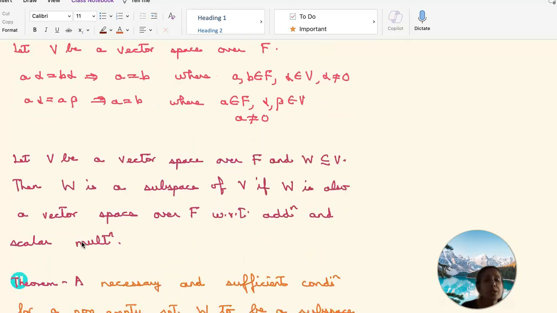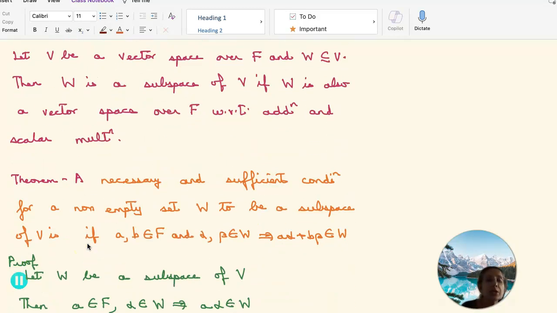Now, what is a subspace? Let V be a vector space over F and W be a subset of V. Then W is a subspace of V if W is also a vector space over F with respect to addition and scalar multiplication. So if W is a vector space satisfying the same conditions under addition and scalar multiplication, then it is a subspace.